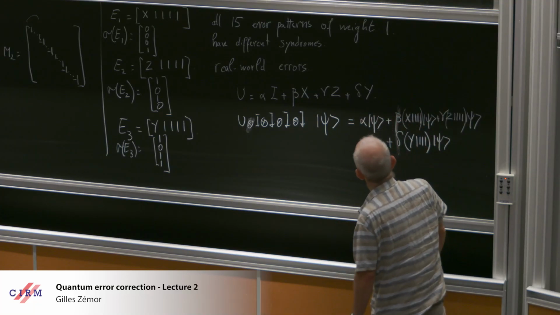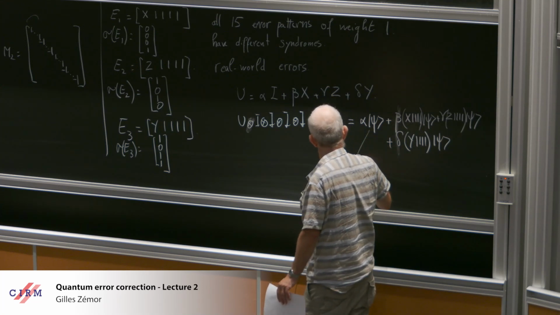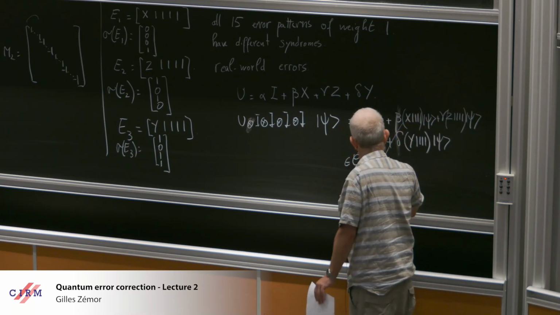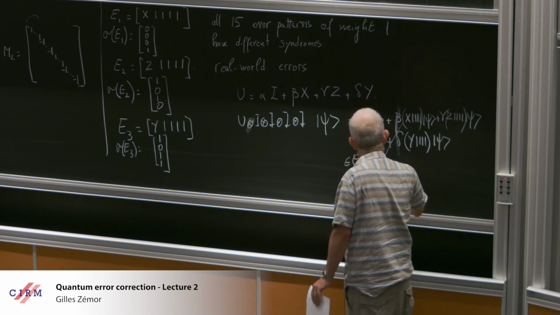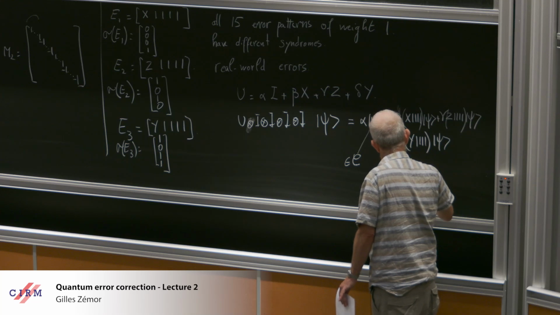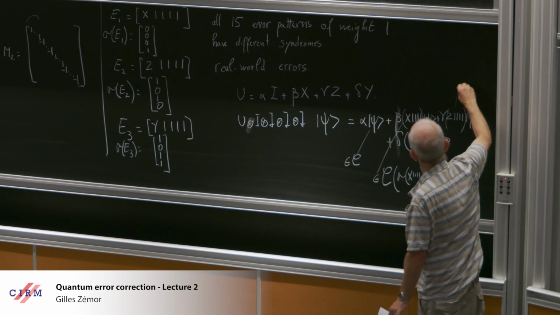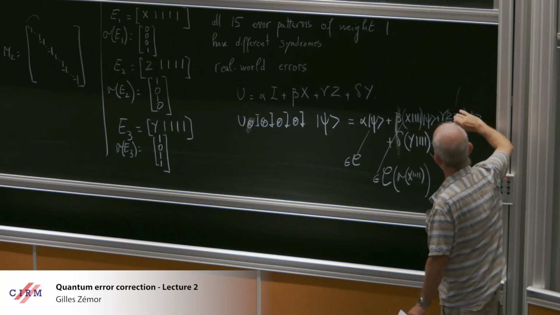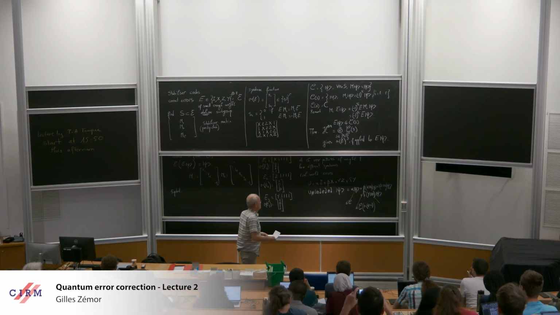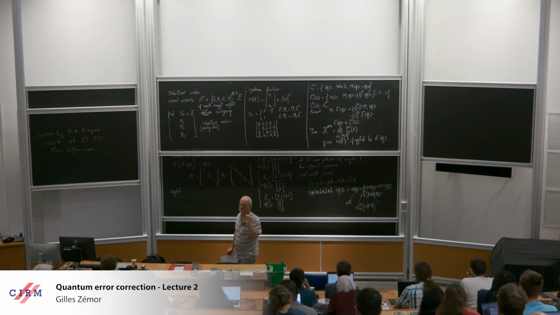And now you see that the first term belongs to the set of encoded states. The second term belongs to C of some value of S, of the syndrome of the first error pattern. I'm not writing it explicitly so as not to make a mess on the blackboard, but you see what happens. Every one of these terms falls into a different C of S.